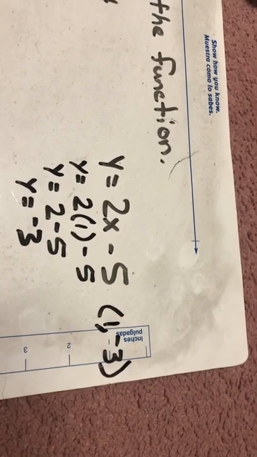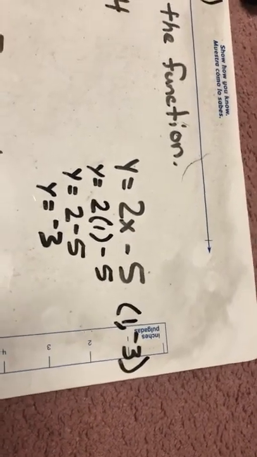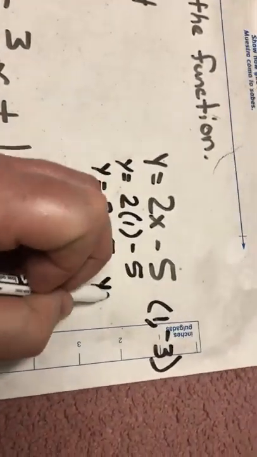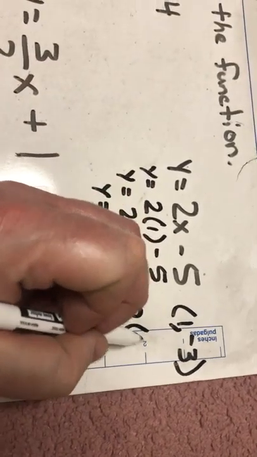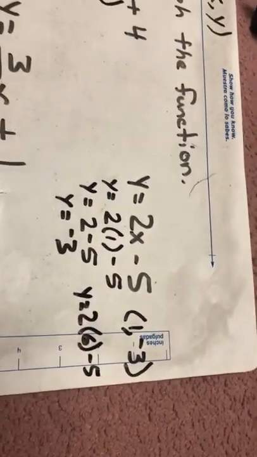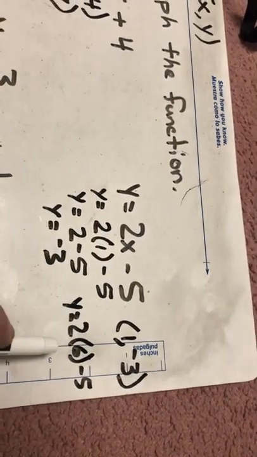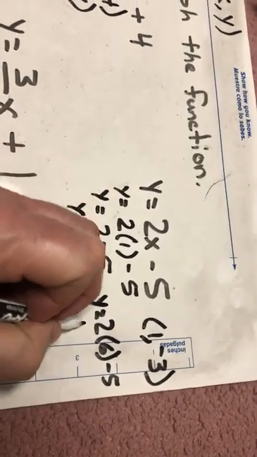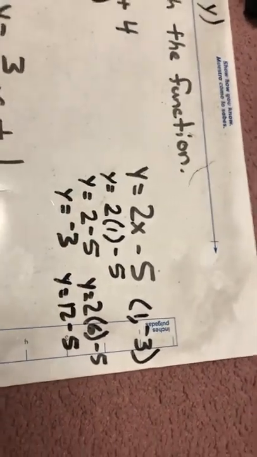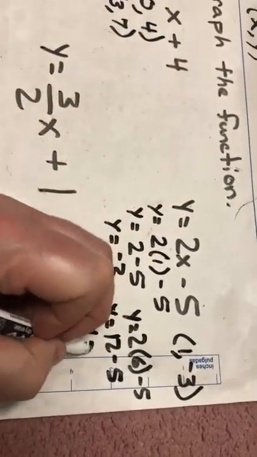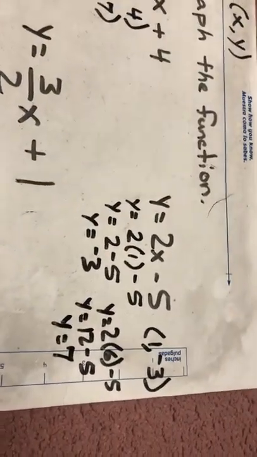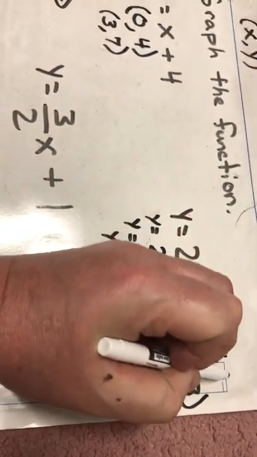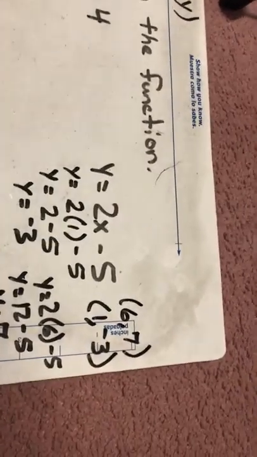Well, let's try another one. Let's just say, okay, I want to make x 6, and I'm going to plug it in for 6. So that's going to tell me that y equals 2 times 6 minus 5, because y equals 2 times x minus 5, and x is going to be 6. Well, 2 times 6 is 12, so y equals 12 minus 5. And if y equals 12 minus 5, y equals 7. So that tells me that when x is 6, y is 7, and my other ordered pair is going to be 6, 7. All right?